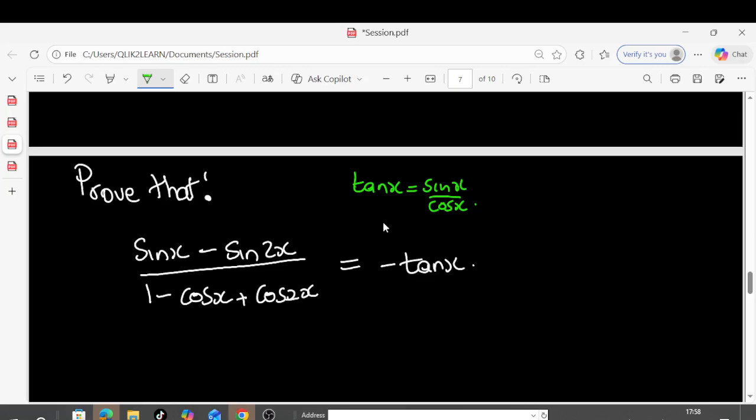Yes, we'll do more. Remember, this is one of those double angle questions. So look at this question. We need to prove that this side is equal to that. But now I know that tan is sine over cos. So the aim on top is to only have sine, and the aim on bottom is to remove everything so that we can only have cos. That's the aim.